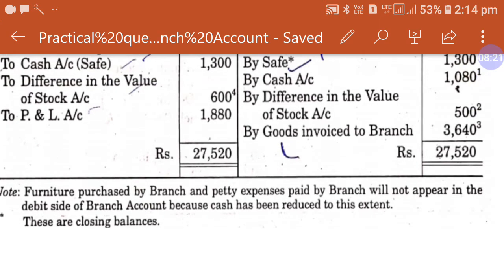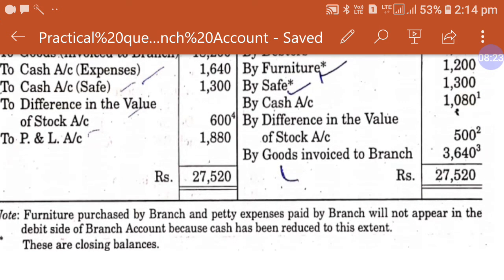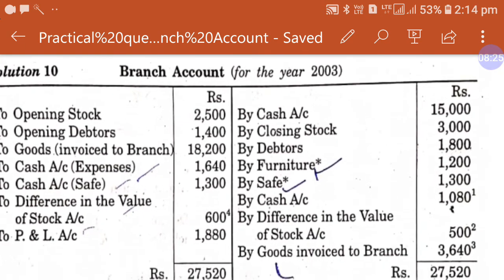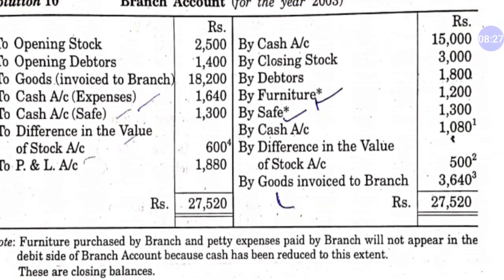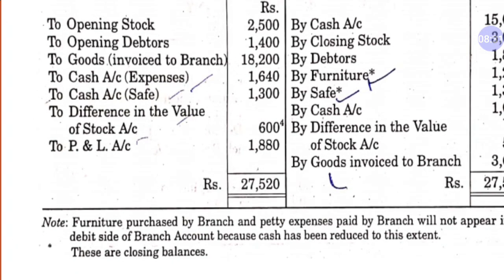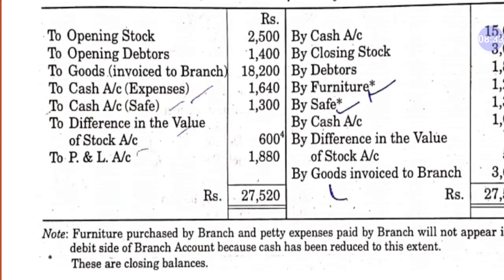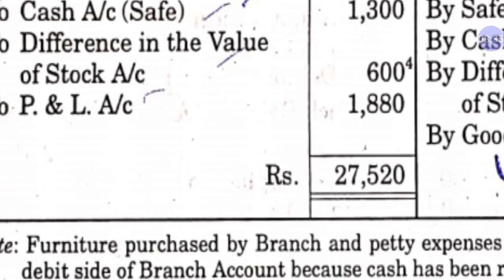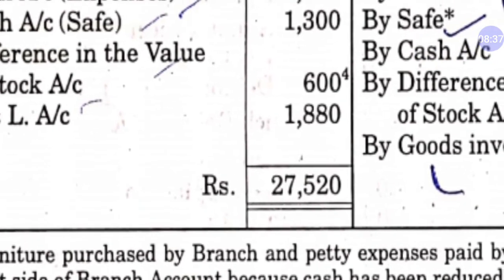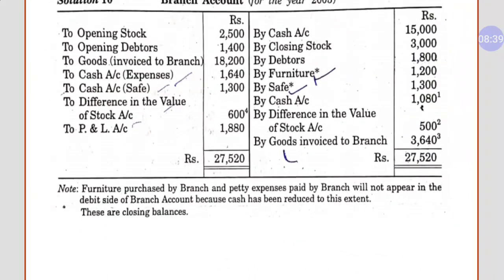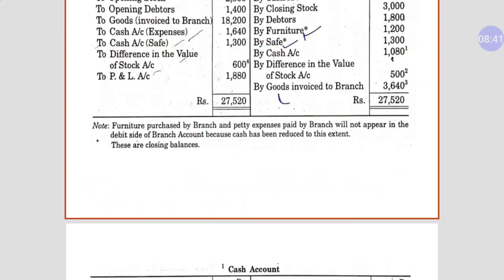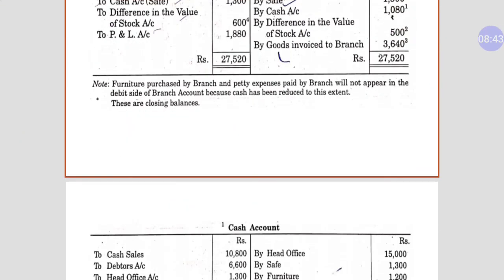Now the total of the credit side of the branch account is 27,520, and we have a difference figure. This is 1,880, which we transferred into the P&L account. 1,880 is the difference value. So this is how we solve this question, and I hope you all will understand.